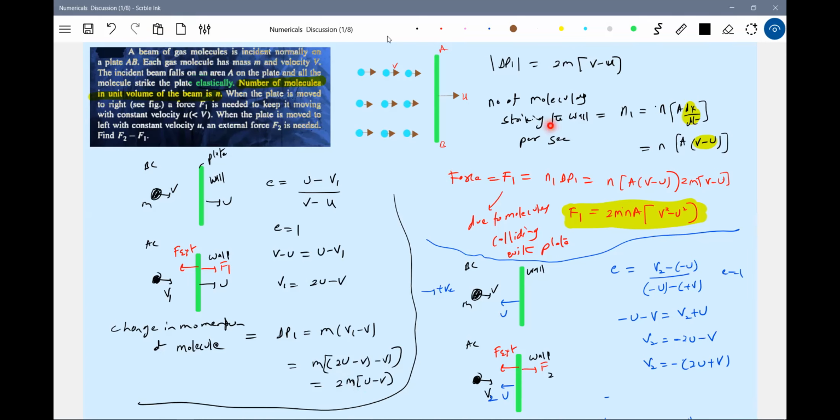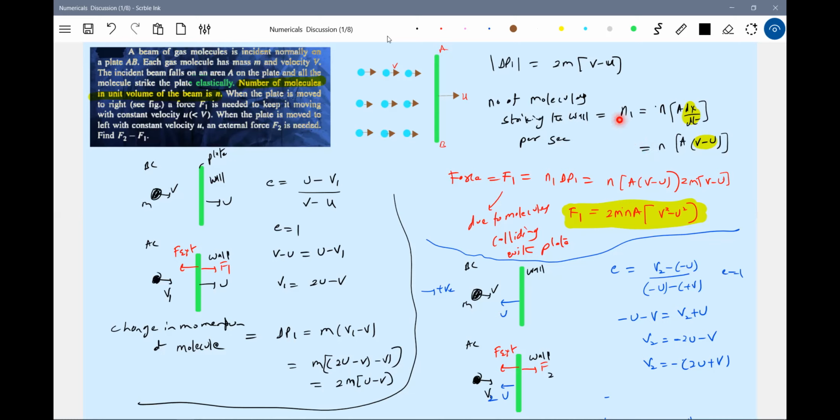Next, the number of molecules striking the wall per second. n is the number of molecules per unit volume, so how many will strike per second? That should be the number of molecules per unit volume into volume per unit time. If the molecule and the wall were at rest, the same number of molecules would strike it. Since there is relative motion between molecule and wall, dx becomes the relative separation per unit time, into area, into n, which gives the number of molecules striking the wall per second.